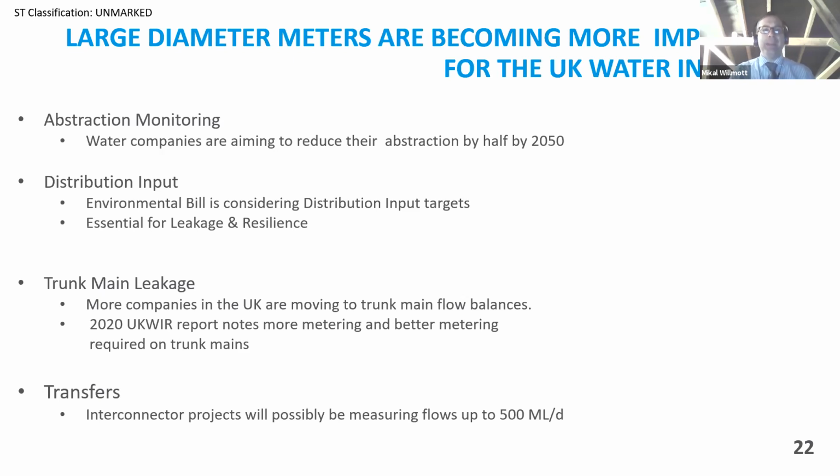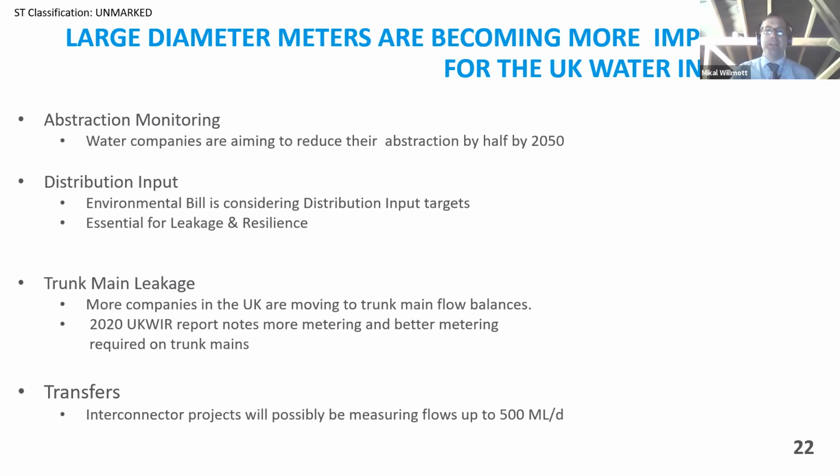And this means that we need more meters on the trunk mains and better meters on the trunk mains in order to find leaks, to find bursts, and to reduce leakage. In fact, a 2020 UCWI report noted that we needed more and better metering on these large mains. And going forward, we know there's going to be greater interconnection between catchment areas and between water companies. And so there's going to be a greater amount of transfers.